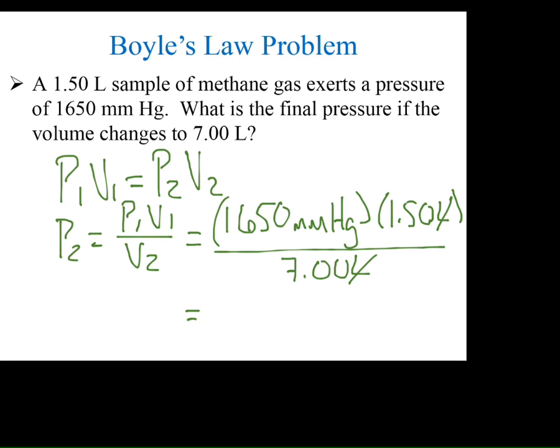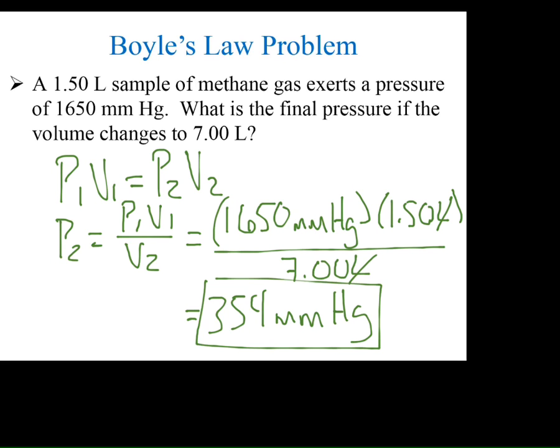So let's grab our calculators and punch that in. 1650 times 1.5 divided by 7. Looks like 3 sig figs, 3 sig figs, 3 sig figs. So what did you get? 354, yeah, that's what I got, 354 with rounding. And again, the units left were millimeters of mercury. Does that number seem reasonable? Well, yeah, because you just told me if the volume got a lot bigger, the pressure should get a lot smaller, and it did. It went from 1600 down to 300. So that makes sense. Okay, good.